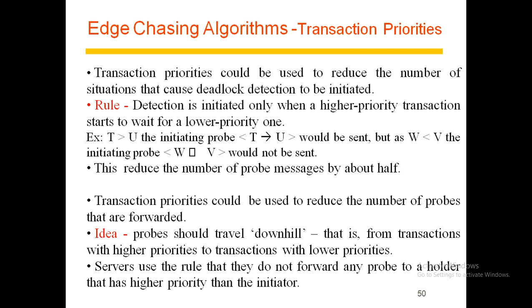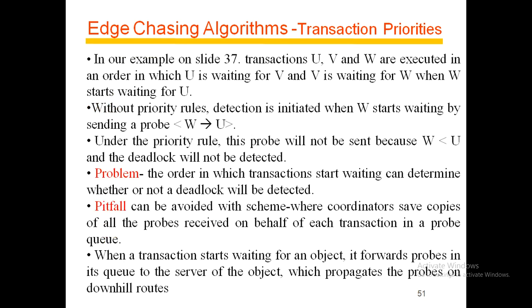To this end, servers use the rule that they don't forward any probe to a holder that has higher priority than the initiator. The argument for doing this is that if the holder is waiting for another transaction, it must have initiated a detection by sending a probe when it started waiting. However, there is a pitfall associated with these apparent improvements.